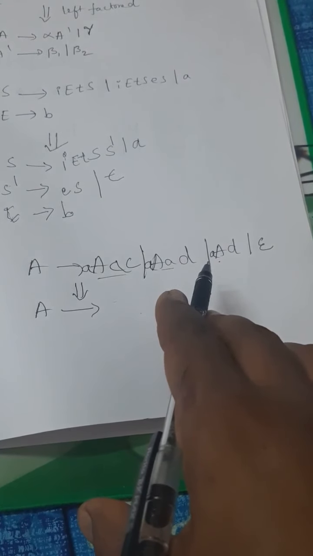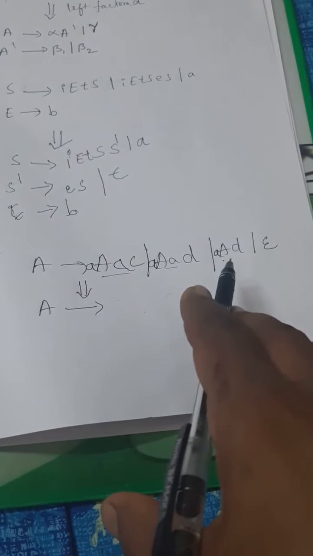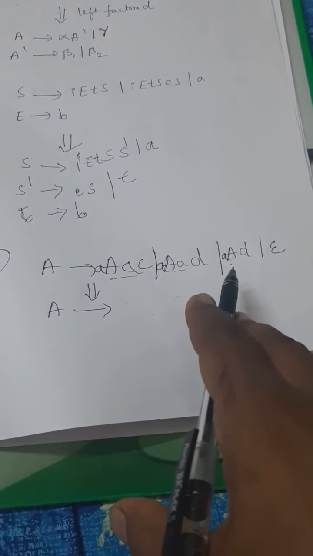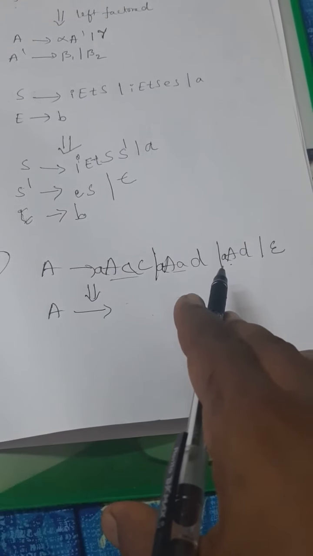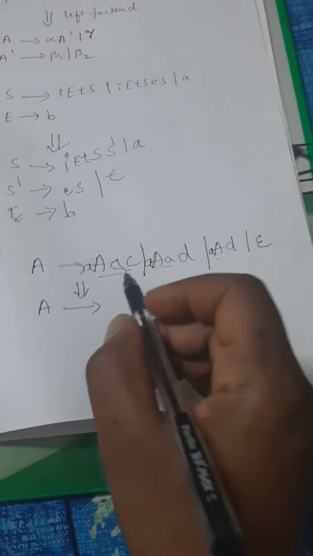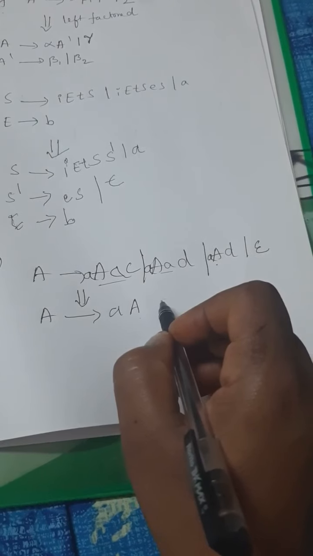So we should choose a common longest prefix from these productions. These two productions have A common, but the third production doesn't. So we should choose the common thing in these productions. What is common in these productions? That is A. So I am going to write that common thing.